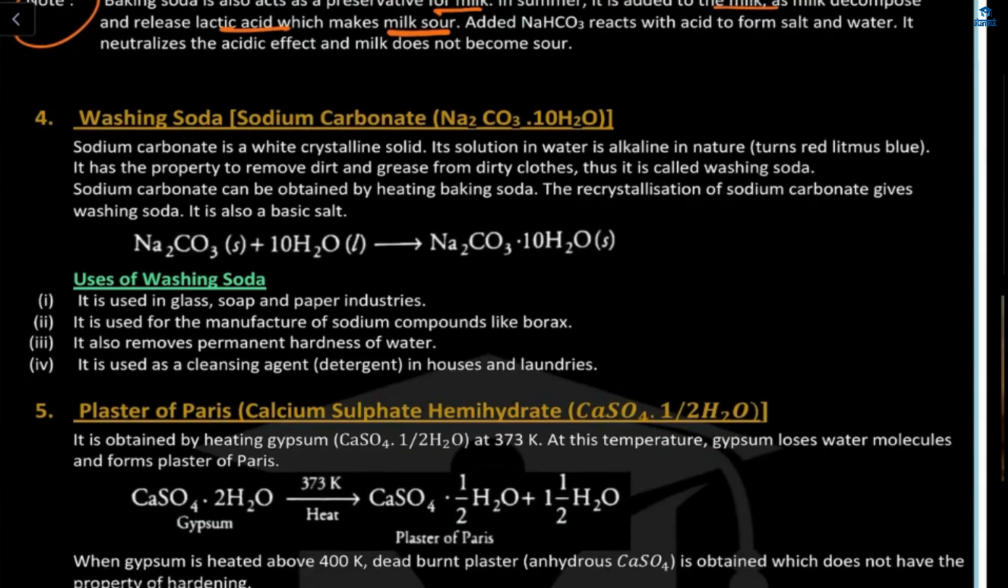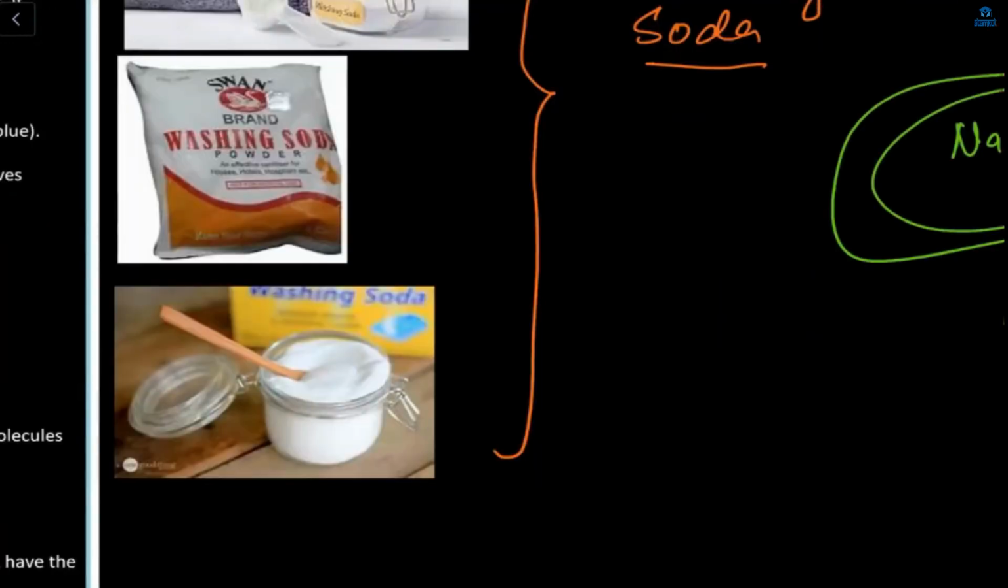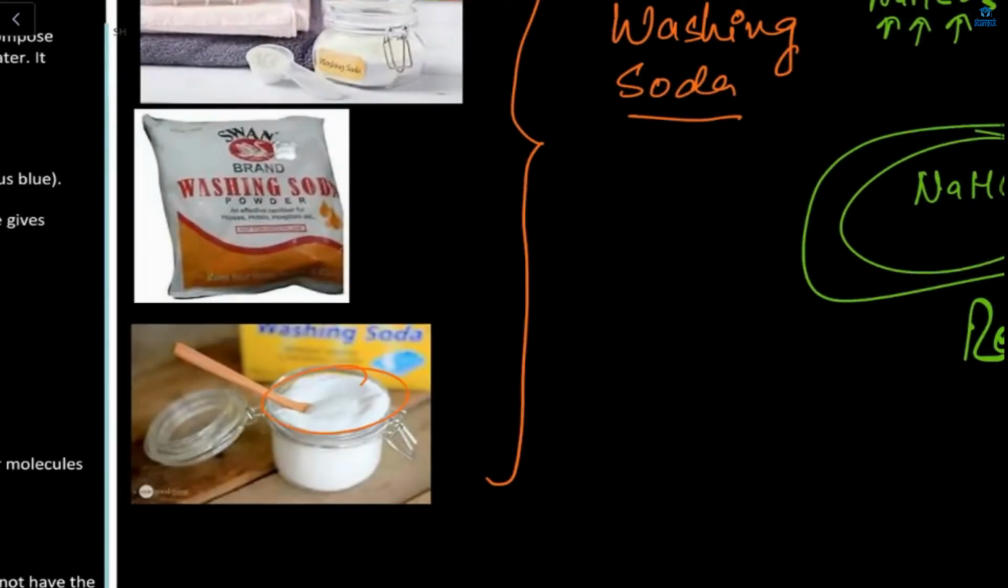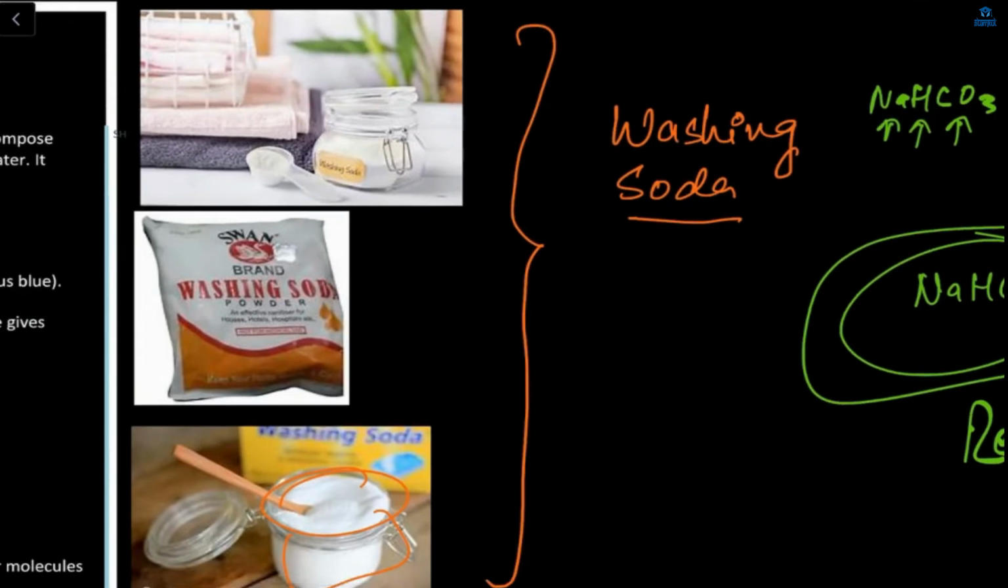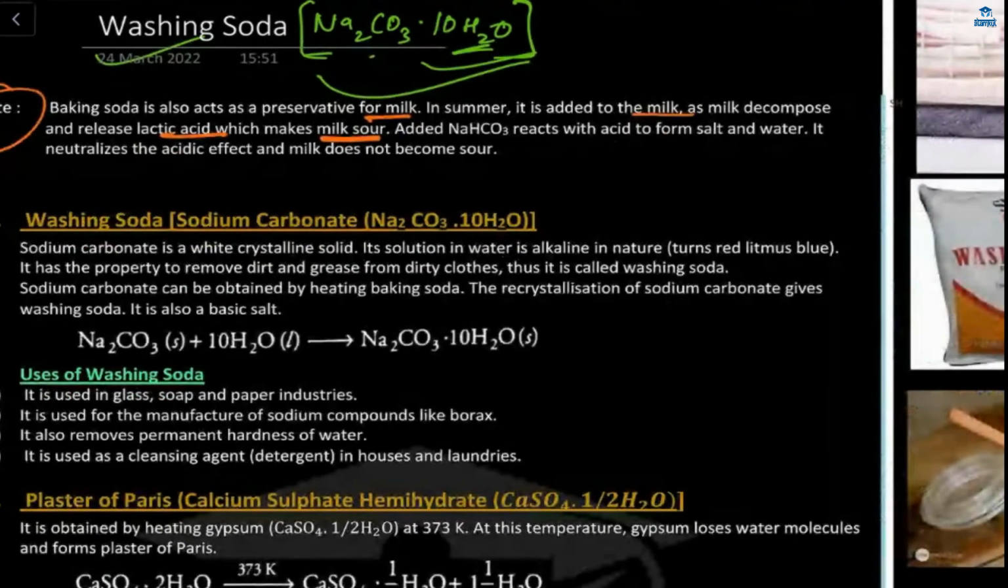Now, from here, washing soda is starting. So, what is washing soda? Sodium carbonate is a white crystalline solid. Obviously, we all know this is washing soda, a type of white crystalline solid. Our surf, detergents, all kinds of them are white crystalline solids, right? Its solution in water is alkaline in nature.